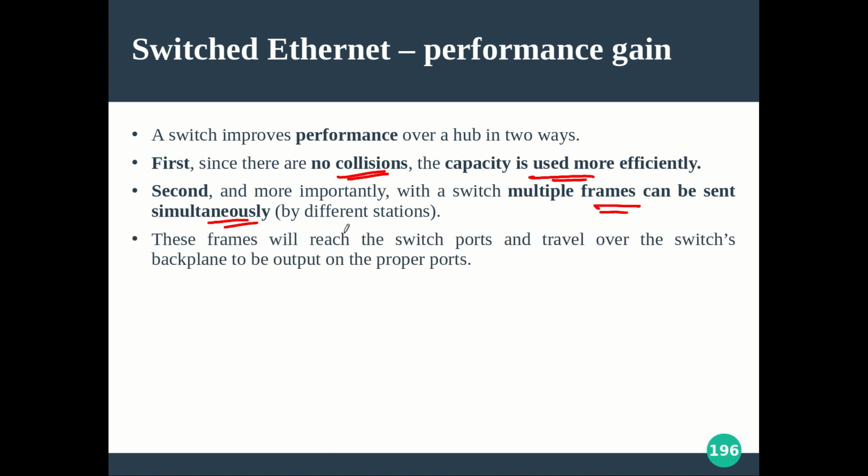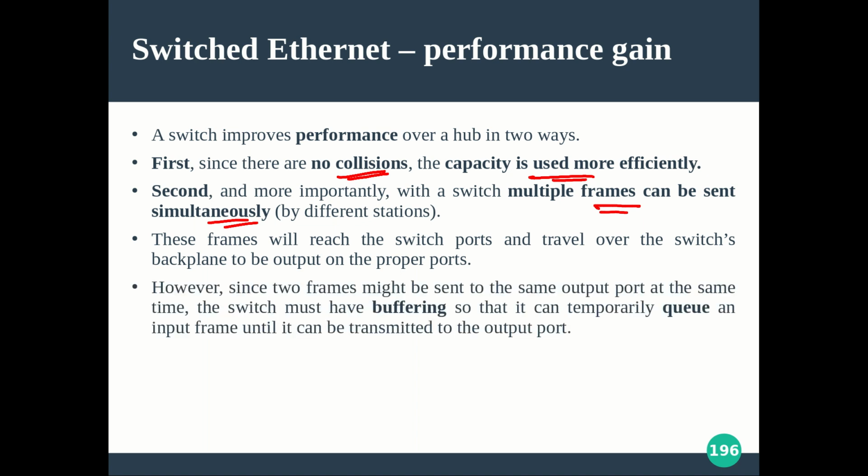These frames will reach the switch ports and travel over the switch backbone to the output on the proper ports. That's how the switching happens inside the switch device, but that is a different topic, which I didn't touch anyway. However, since two frames might be sent on the same output port at the same time, the switch must have buffering. You can think of the previous example I was trying to explain, where A is trying to communicate with B.